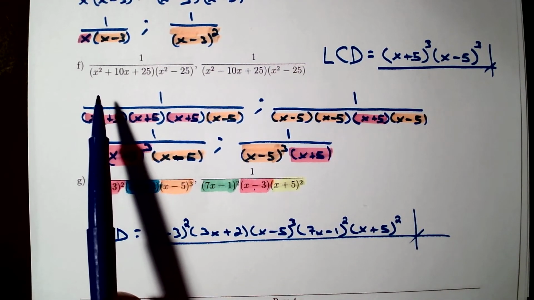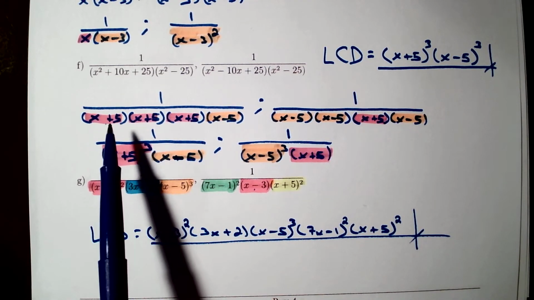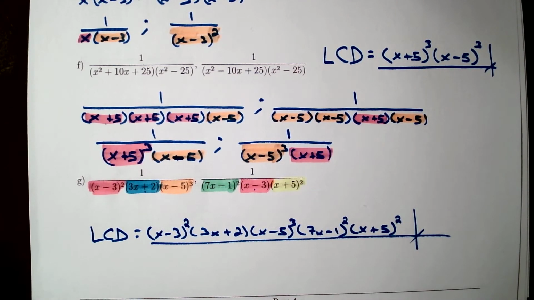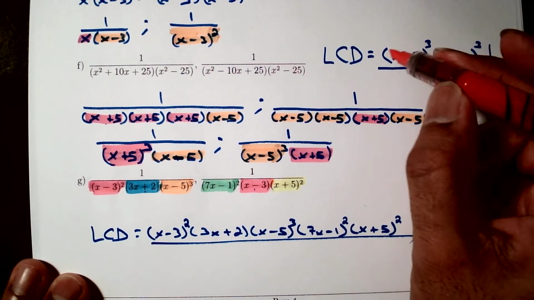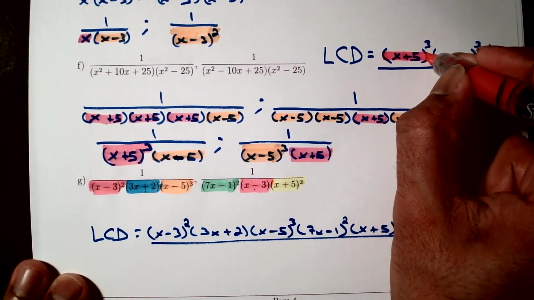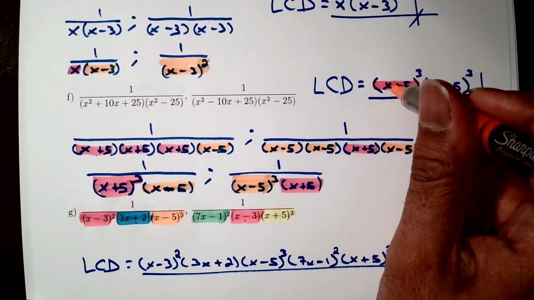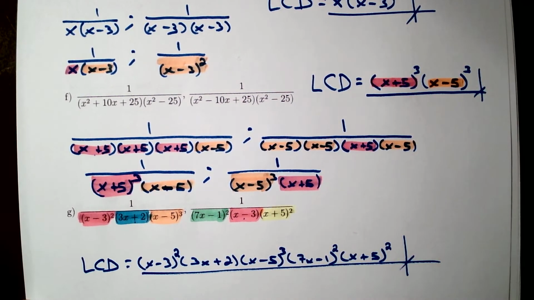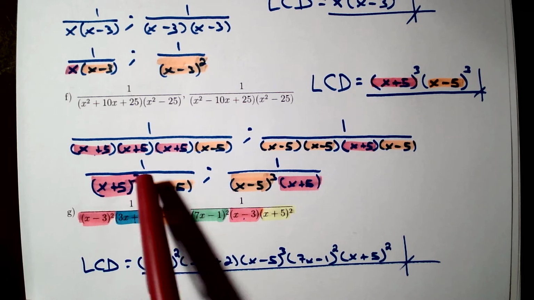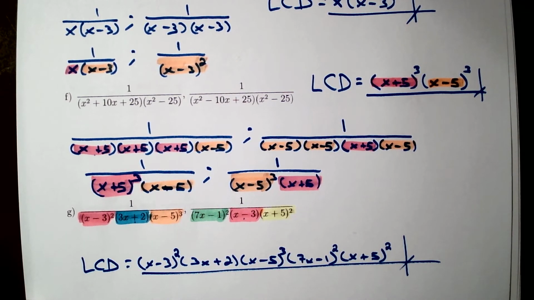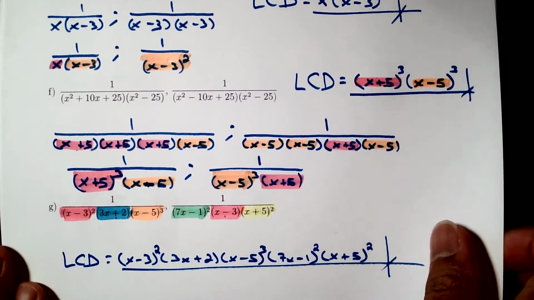Over here, letter F, for example, write all the different factors, x minus 5 in this case, and x plus 5, and then go with the highest power of each, 3 and 3 respectively. Alright, so let's turn the page, see what's next.